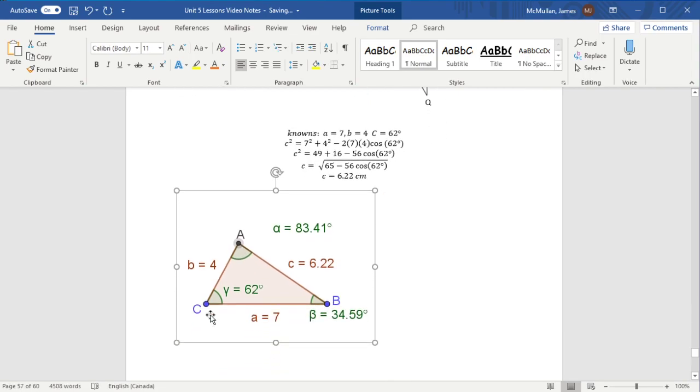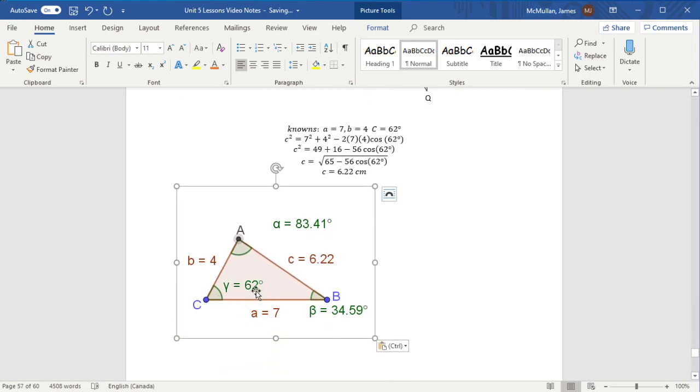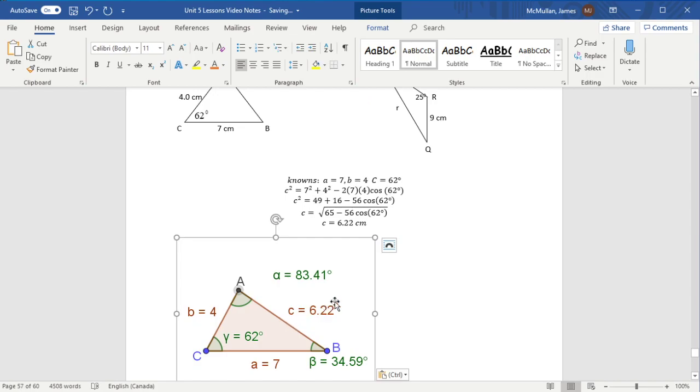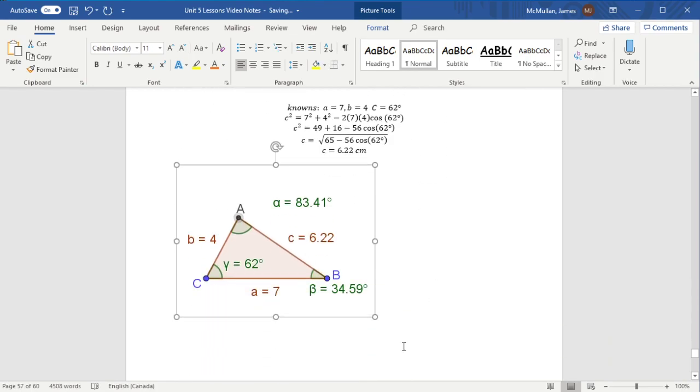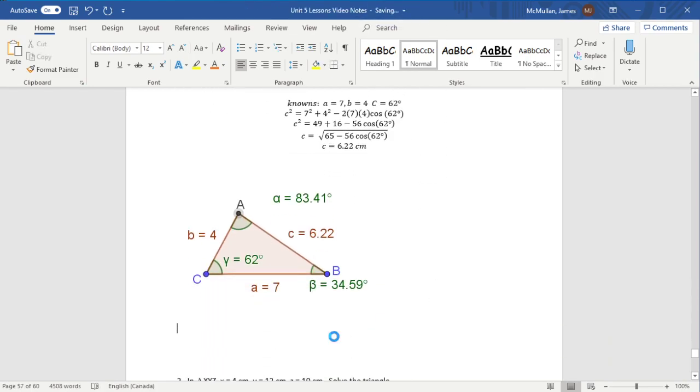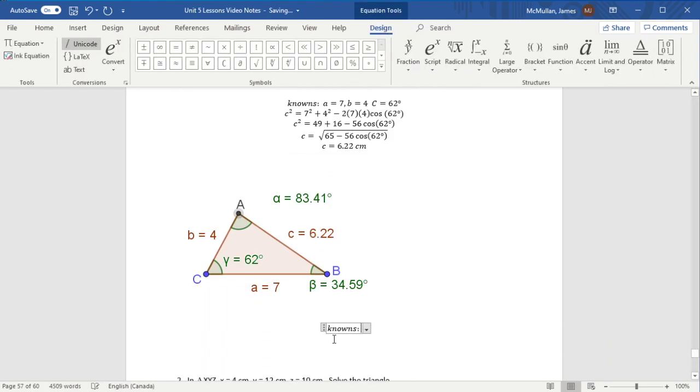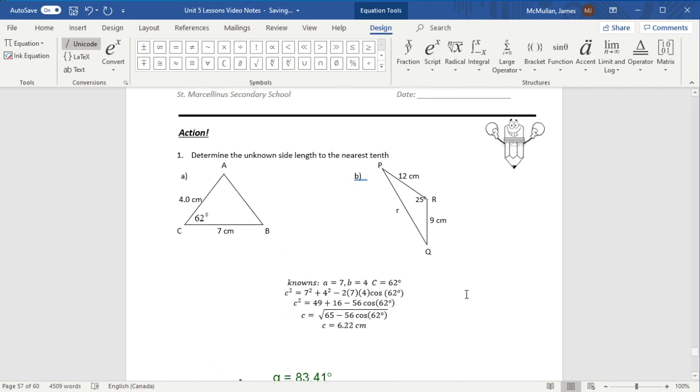So this side is 4, this side is 7. We got an angle of 62, and then the opposite side was 6.22, which is exactly what our math suggested. This time we're looking for side R. So, again, it's the exact same process. What we're going to do is just write down what we know. Okay, so we know that angle R is 25.